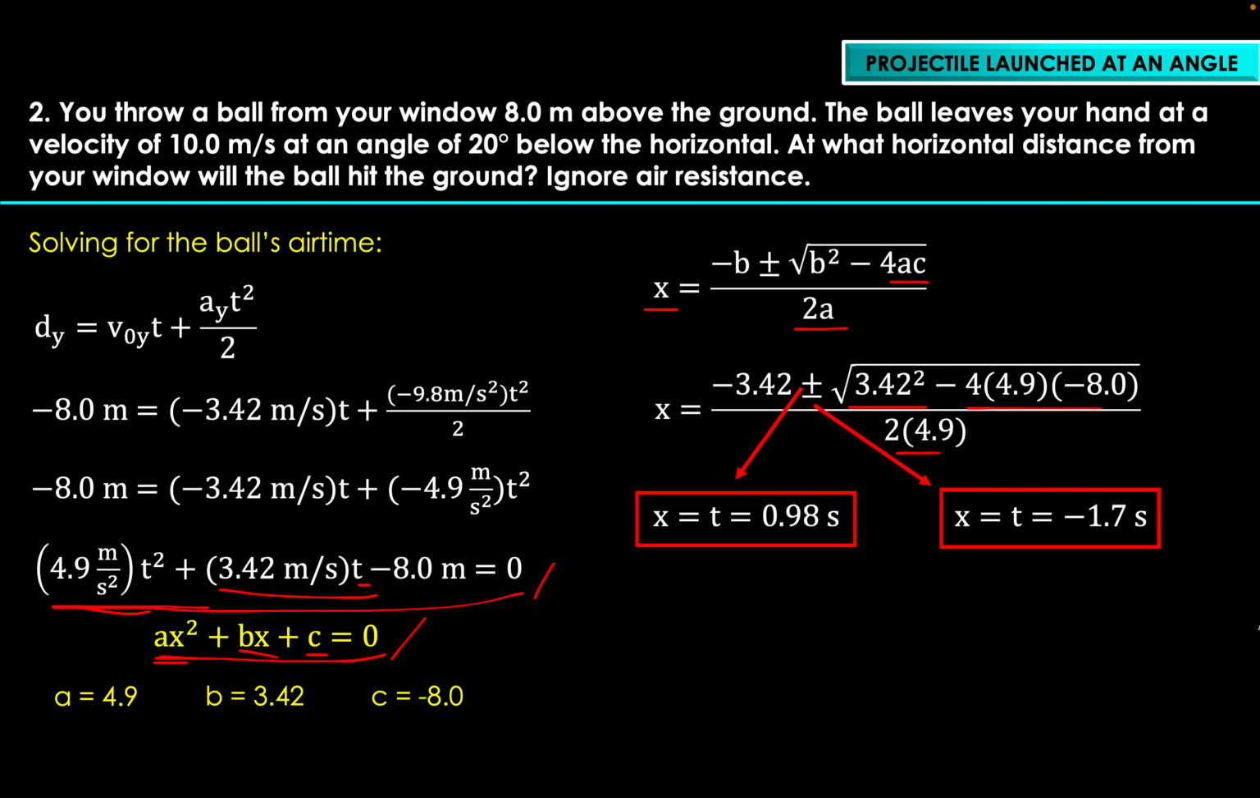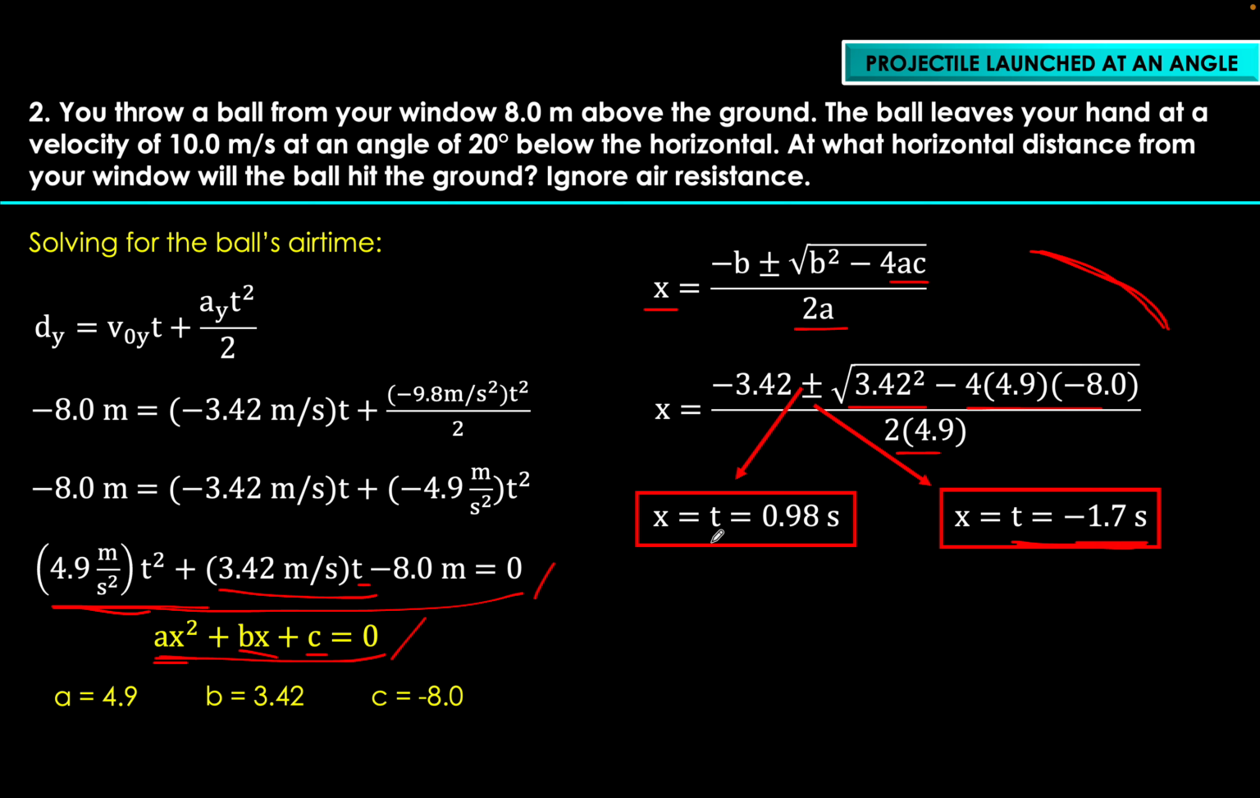So take note that this one is a fictitious answer. This is negative 1.7 seconds, meaning to say, this refers to a time that took place before the ball was actually let go from the hand of the person. That means to say this is not what we are concerned with in the problem because, as you can recall, what we've been analyzing so far is the entire trip of the ball once it has become a projectile, once it was let go from the hand of the person. So we don't consider the time that took place before the ball was let go from the hand of the person.